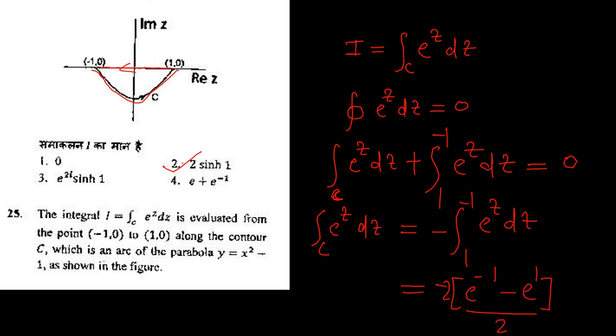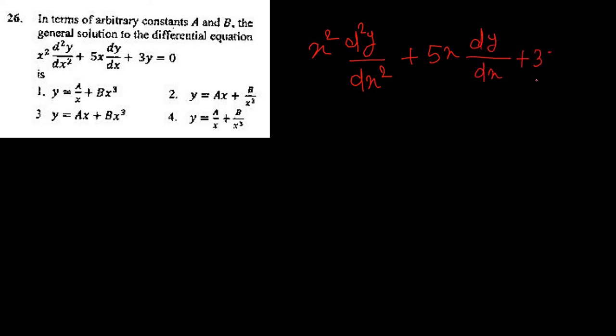Now let's move towards the next question. The next question is from the differential equation itself, and you have to solve the differential equation. Find out the solution of this differential equation, x squared d²y/dx² plus 5x dy/dx plus 3y is equal to 0.